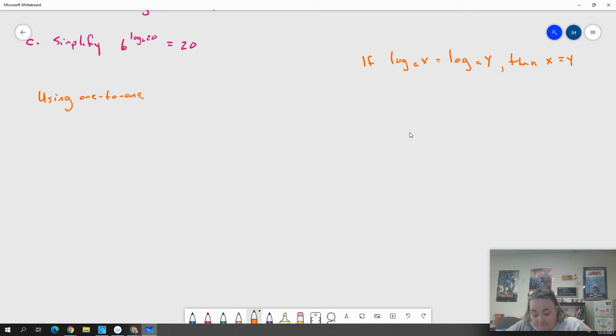So when we're using this one-to-one, which is what that's called, the one-to-one property, if I have log base 3 of x, right? And that is equal to log base 3 of 12. If we look at this, what does that mean? It means x has to equal y. X has to equal 12, right? Because this is log base 3 and this is log base 3. These two pieces have to be equal to each other.